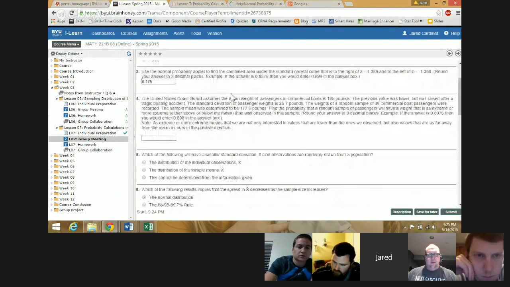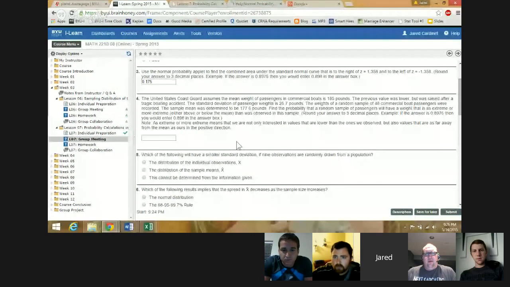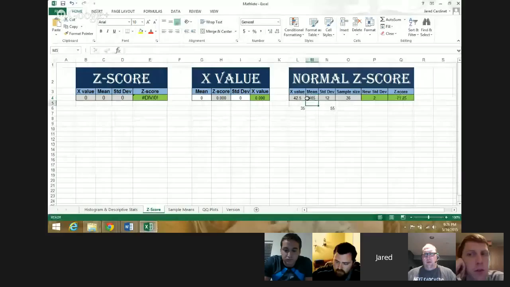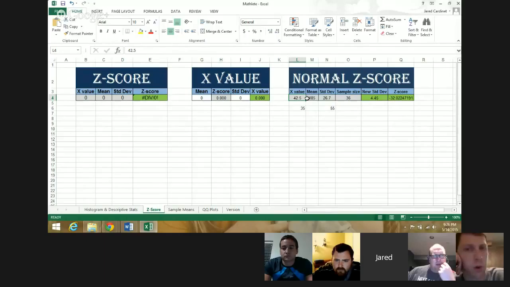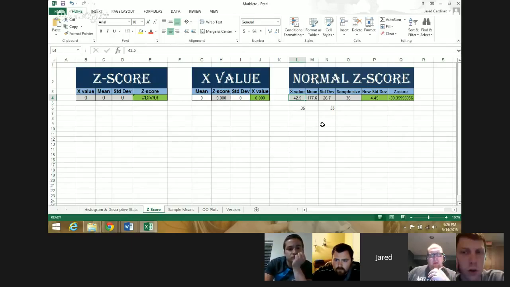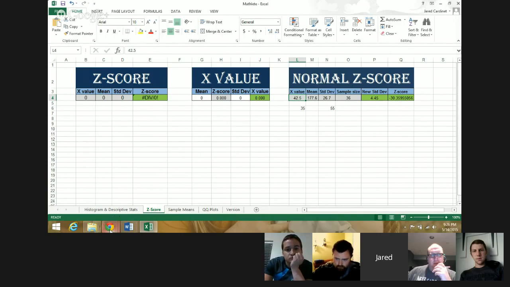Number 4, the United States Coast Guard assumes the mean weight of passengers in commercial boats is 185 pounds. The previous value was lower, but was raised after a tragic boating accident. The standard deviation of passengers' weights is 26.7 pounds. The weight of a random sample of 48 commercial boat passengers were recorded. The sample mean was determined to be 177.6 pounds. Find the probability that a random sample of passengers will have a weight that is as extreme or more extreme, either above or below the mean that was observed in the sample.